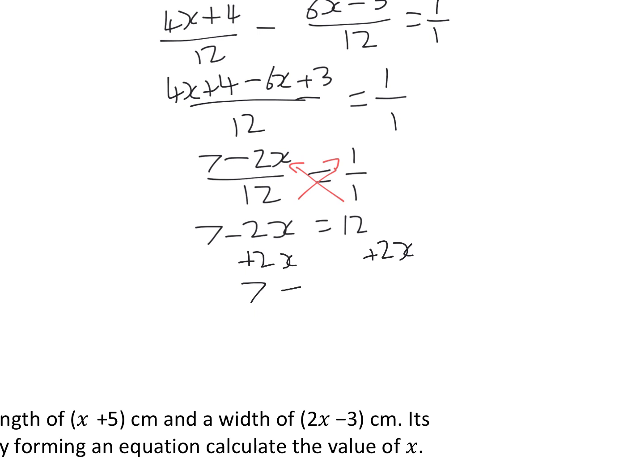And we've got 7 equals 12 plus 2x. I'm going to take 12 off both sides. So minus 5 is equal to 2x. So x is going to be half of that, which is minus 2.5.